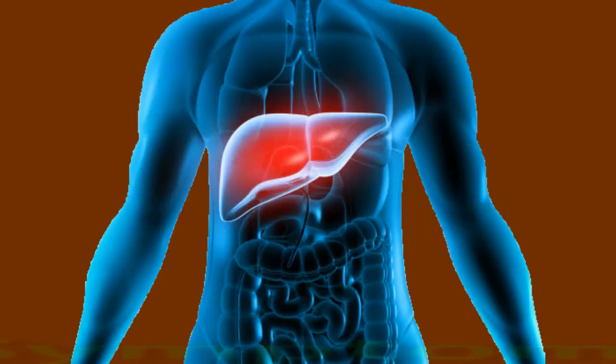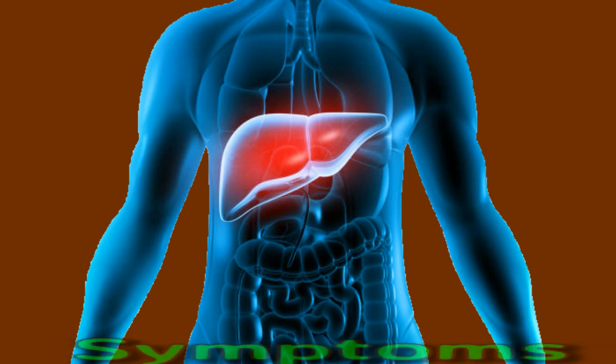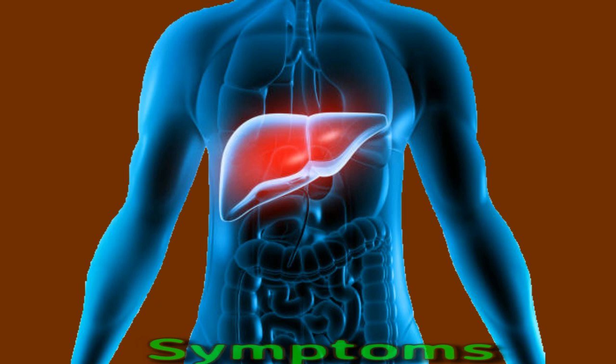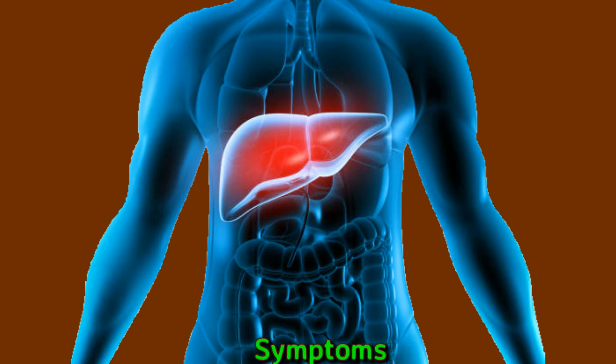Symptoms. Acute liver failure is a medical emergency and a person should seek medical attention immediately if they experience the following symptoms: diarrhea, nausea, discomfort on the right side of the body just below the ribs, confusion, fatigue, a buildup of fluid in the abdomen, vomiting blood.